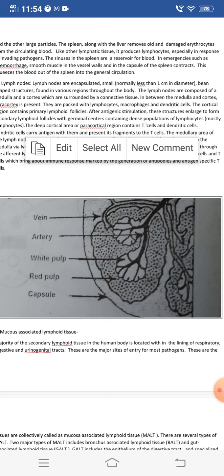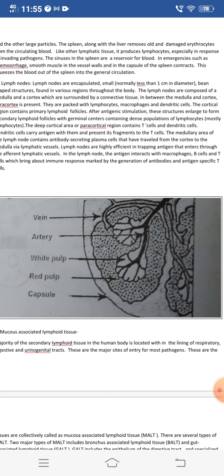It is connected to the sinus venosus, so it is completely filled with blood and appears red in color, and therefore it is called the red pulp region. As we had seen, the white pulp and red pulp are ensheathed or encapsulated by means of a capsule.